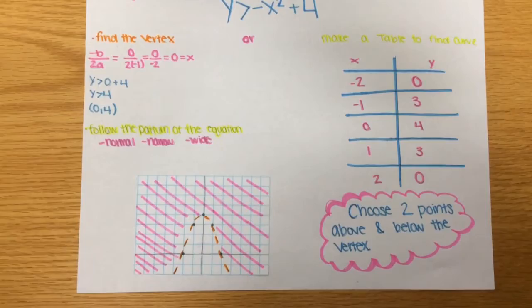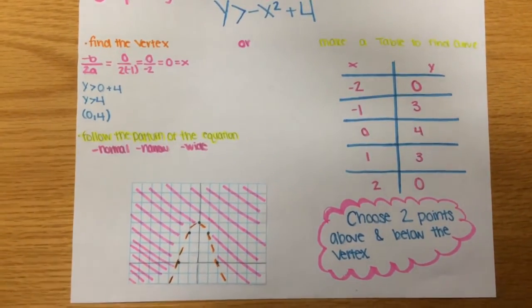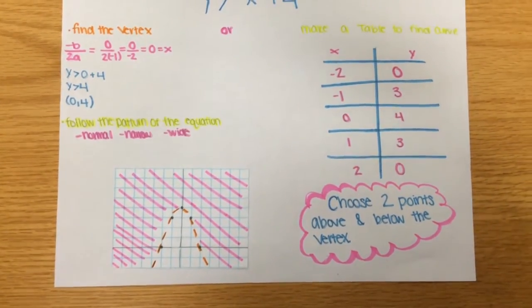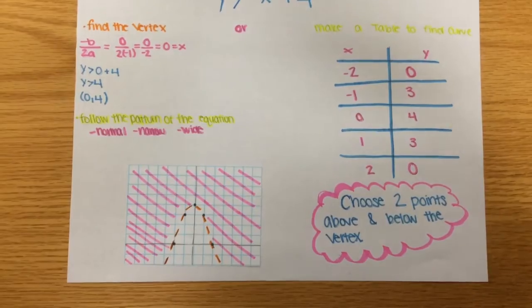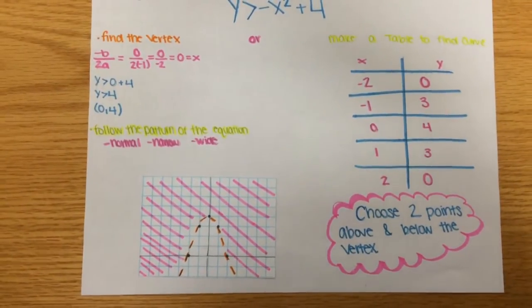First, you put the vertex in the center and choose 2 points both above and below the vertex to ensure you have the curve. Then you graph those points on a graph and shade depending on whether it's greater than or less than. Since it is not greater than or equal to, it is a dotted line to show that the points are actually not solutions.